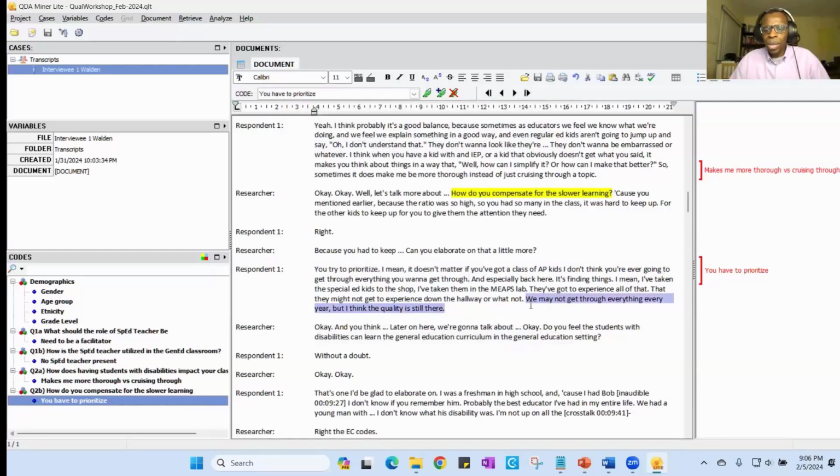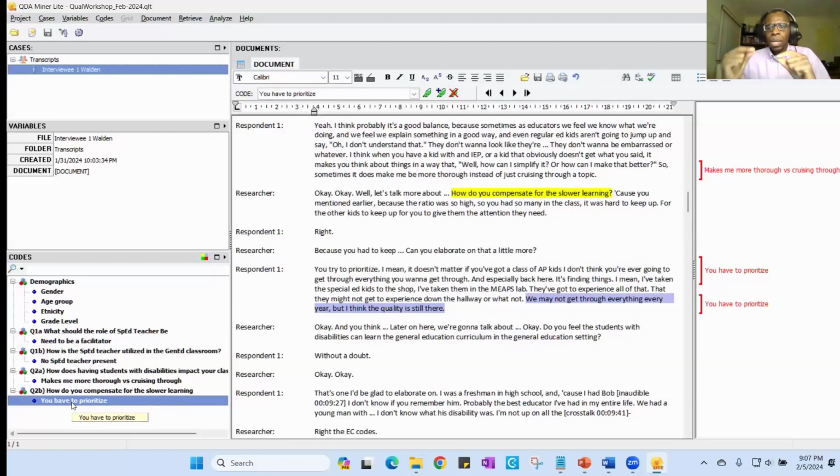We may not get through everything every year, but I think the quality is still there. It says that they may not get to experience. So I'm going to add that to "you have to prioritize."